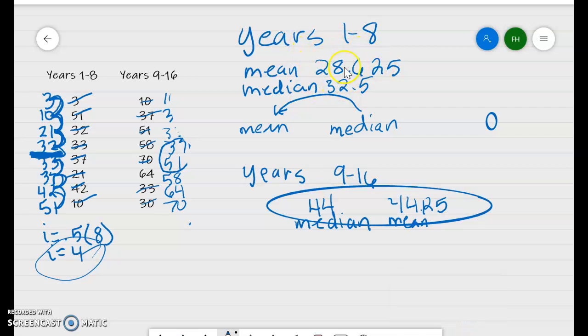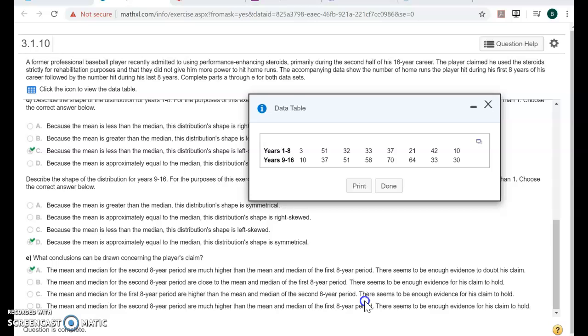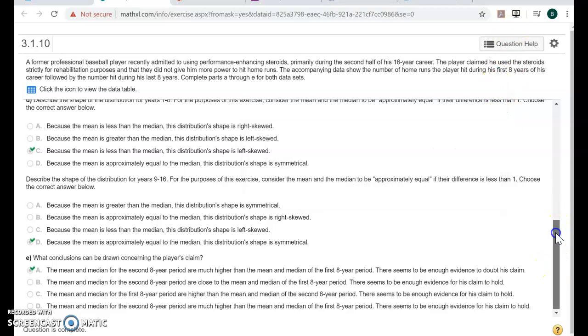Look at his mean before the steroids. Look at his mean after the steroids. Look at his median after the steroids. Since clearly the mean and median are much higher, there seems to be enough evidence to doubt his claim. We're doubting what he said because his home run average did go up and his home run median went up. So this question has a lot of parts to it.